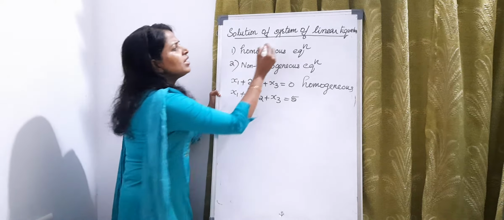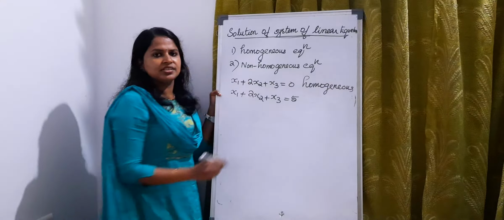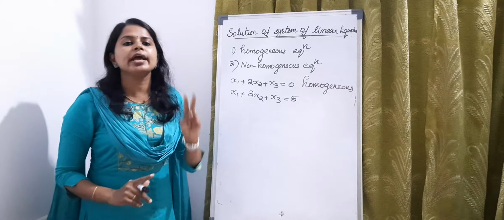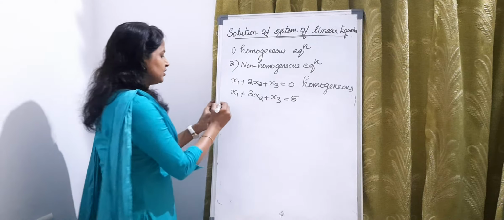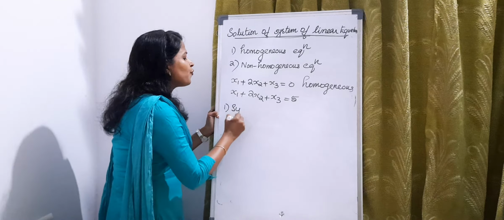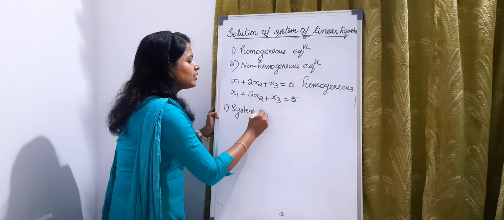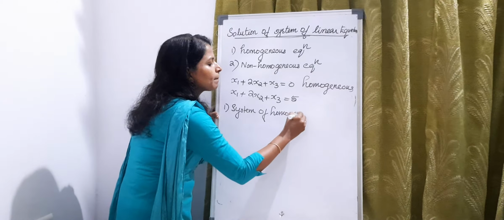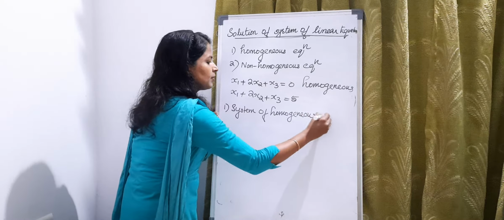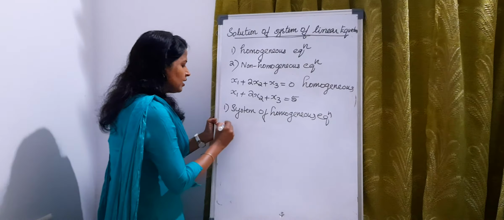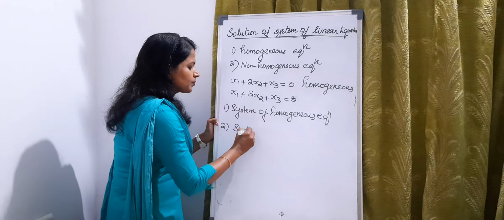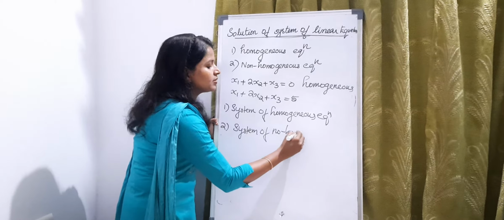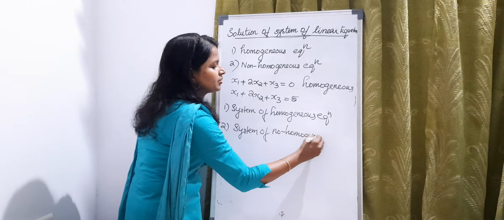Then listen, system of equations. What is a system of equations? There are two types of systems of equations. First one, system of homogeneous equations, and system of non-homogeneous equations.